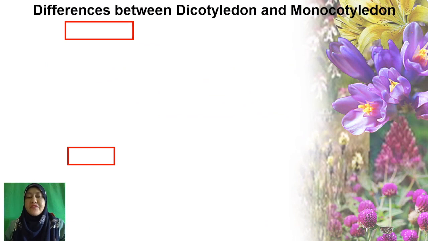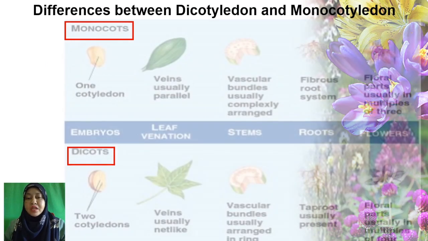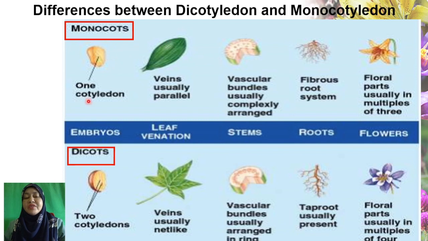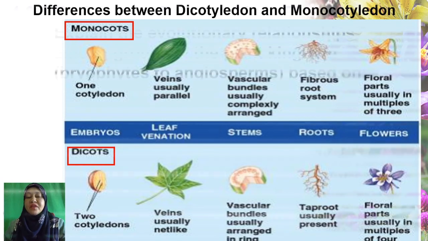Next, the difference between monocot and dicot. These are the differences that you can observe in terms of the leaf, the cotyledon, the vascular tissue, the root, and also the structure of the flower.